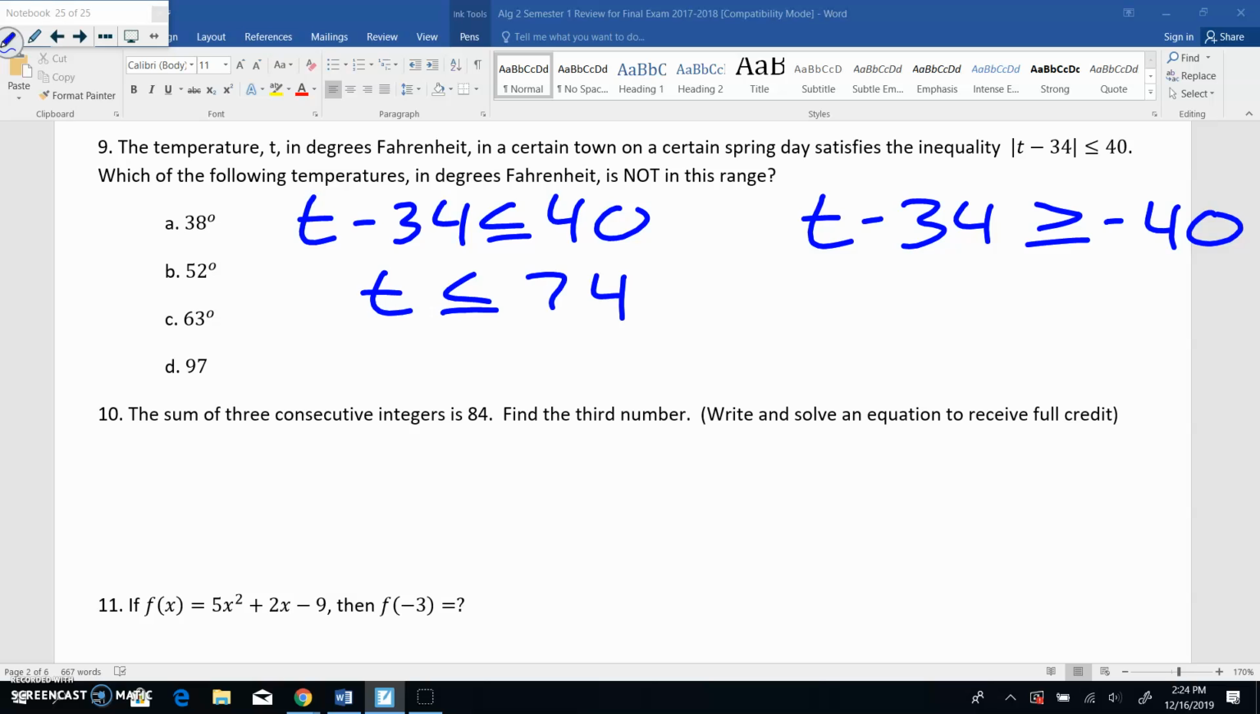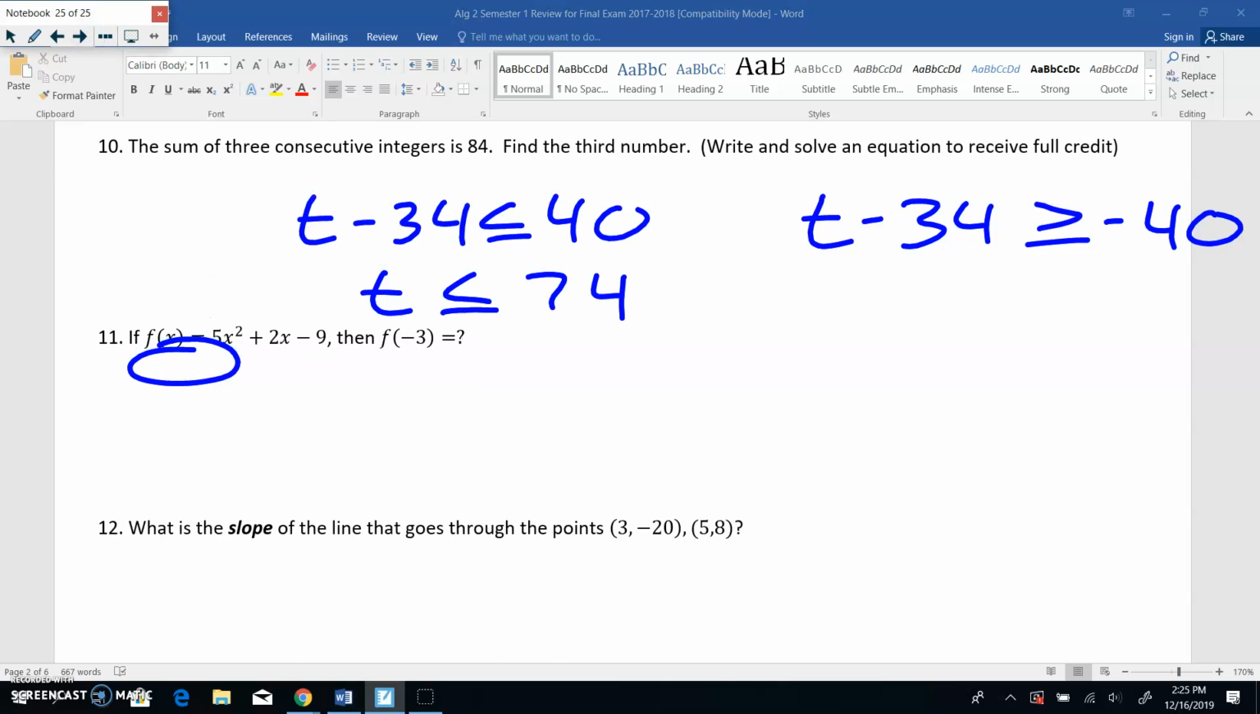Now I can check my answers at this point. Before I even go to the negative version, I'm going to check my answers. I'm going to look for, is there any number in that list that is bigger than 74? In this case, yes, it's 97. So that is going to be my answer. I do not have to check the smaller one. Okay? Number 10.